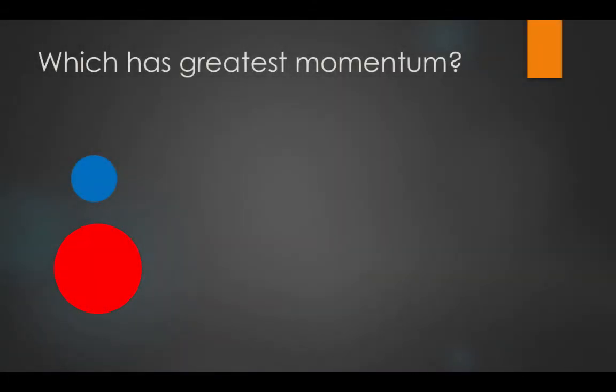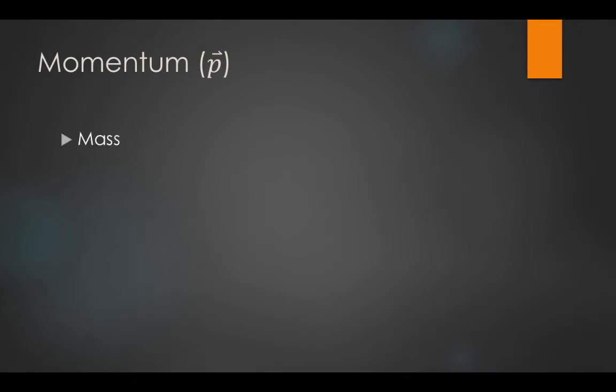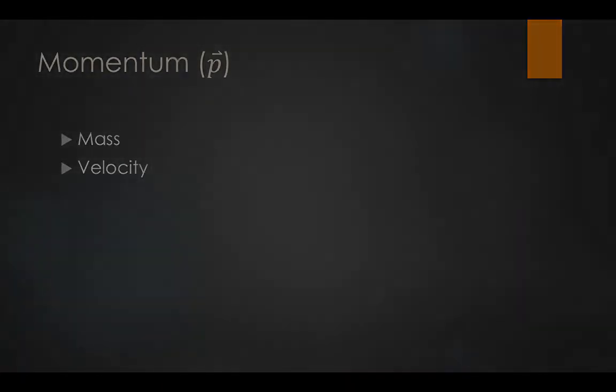In this case, the red ball is moving so slowly that it may be safe to say that the high velocity of the smaller blue ball may mean that it now has a greater momentum than the red one. As you can see, momentum is affected by two factors, mass and velocity.